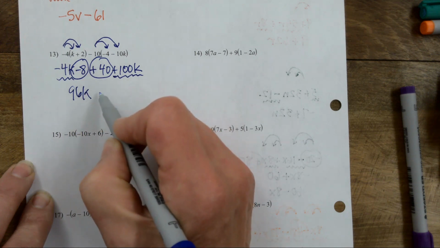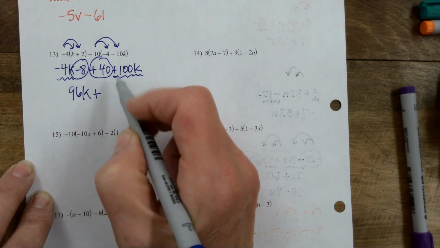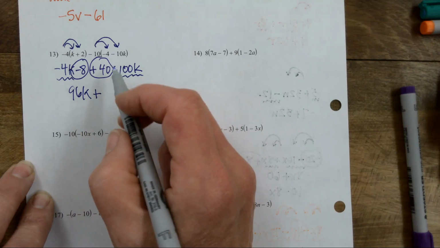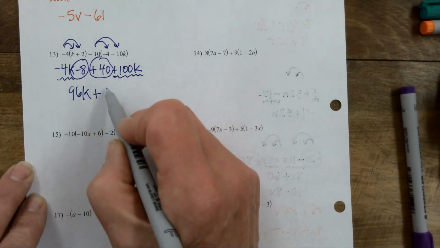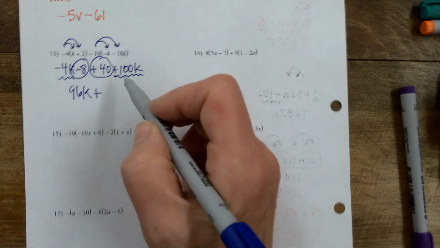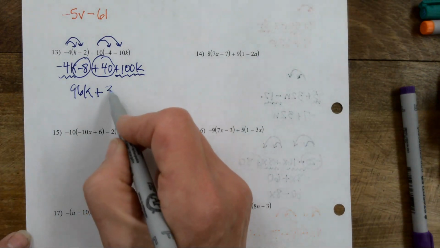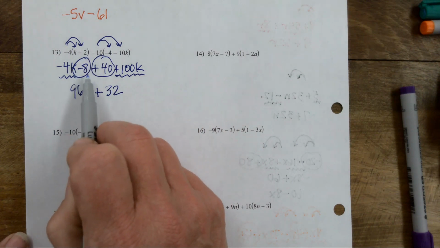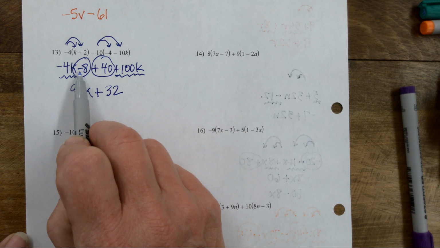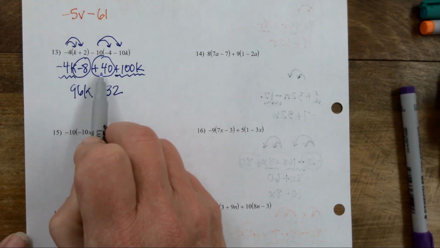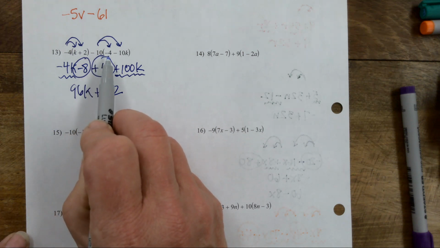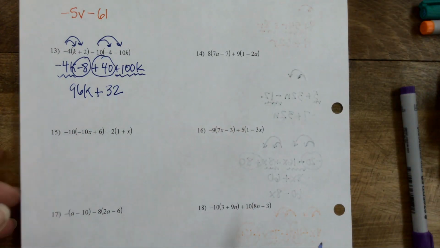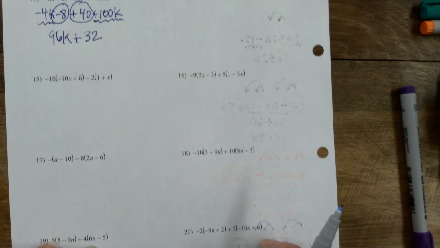96k plus, what's the next part? Plus 48. No. 32. 32, yeah. Because that's a minus 8, a negative 8. Yeah, minus 40. Plus 40, because it's minus, minus.